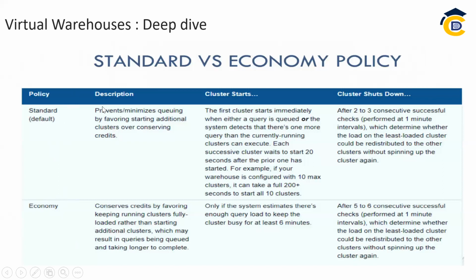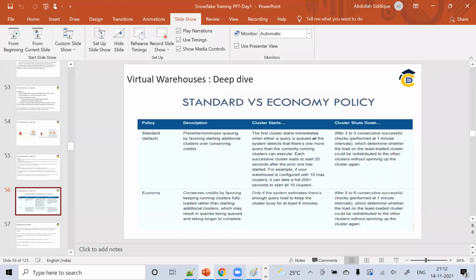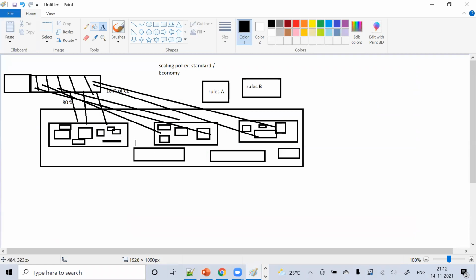In standard, see the description: it prevents or minimizes queuing by favoring starting additional clusters over conserving credits. In a nutshell, if my queries are queued, say 10 incoming queries have come to my warehouse. See, this is my warehouse with 3 clusters, medium size, four nodes in each cluster.